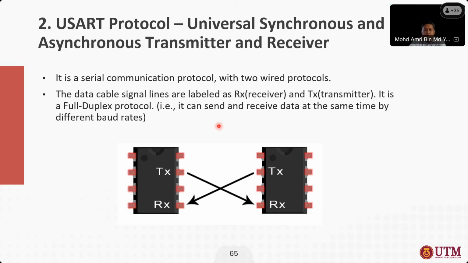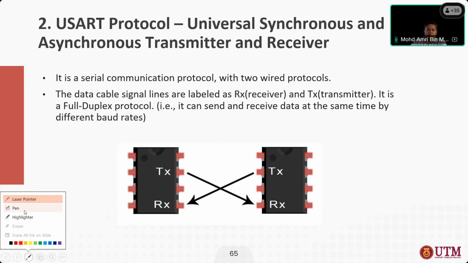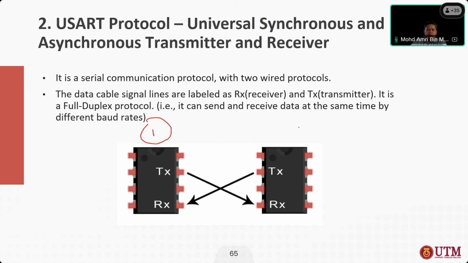So for UART, it cannot read and talk at the same time. That is half duplex. But USART is full duplex. Let's say we have two devices, the first device and the second device. The first device can send data to the second device, and at the same time the first device can receive data from the second device. The second device can also read and listen at the same time.